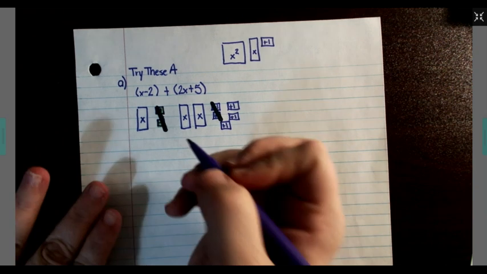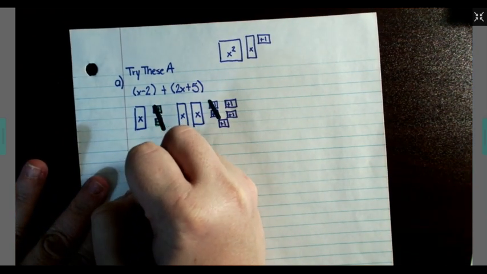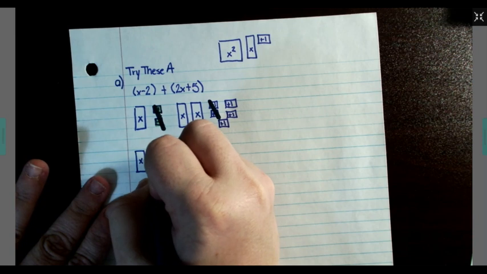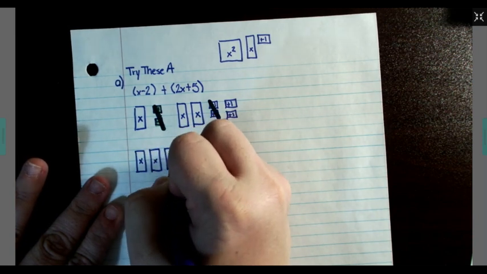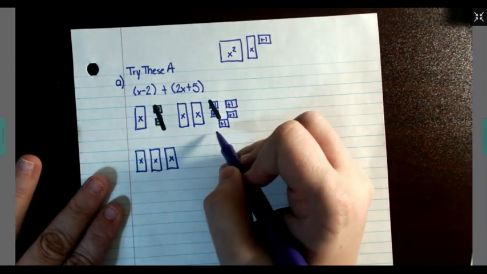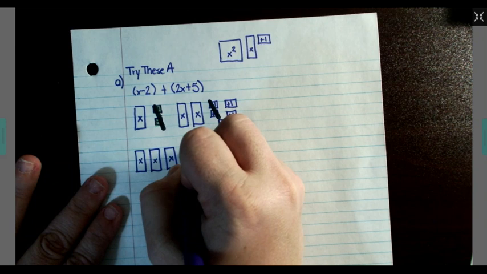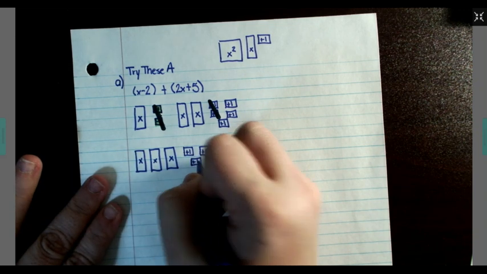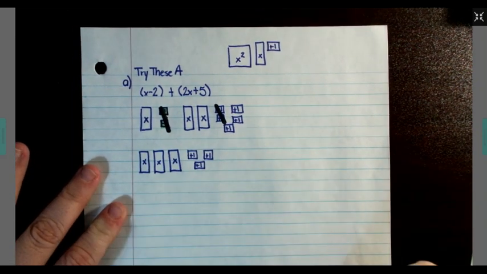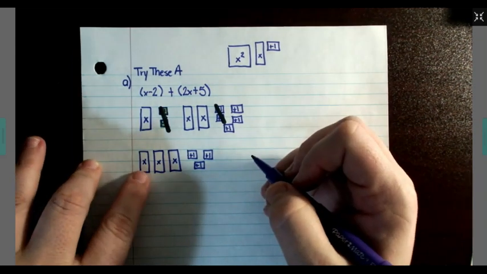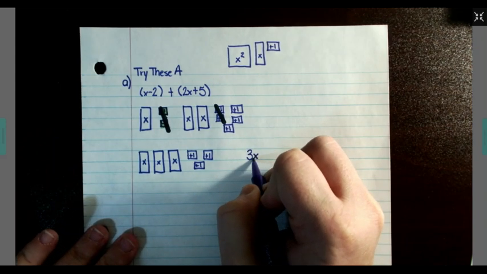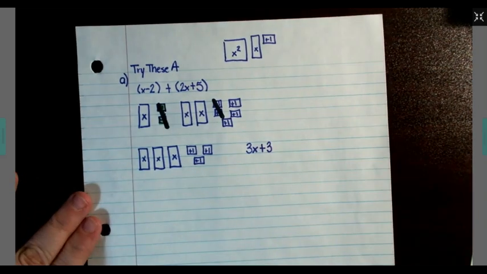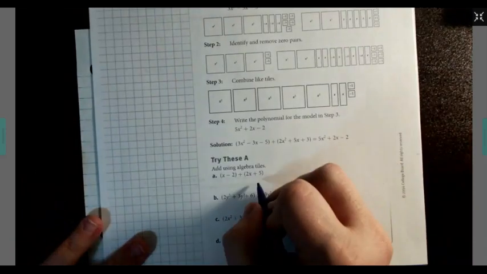Now this is what I'm left with. 1x here, and I can put these x's with it. Then I have 1, 2, 3 of these little squares, all positive. So if I write this as an expression without the algebra tiles, we have 3 positive x's. So I've got 3x. And I have 1, 2, 3 positive ones. So I would rewrite this answer as 3x plus 3.